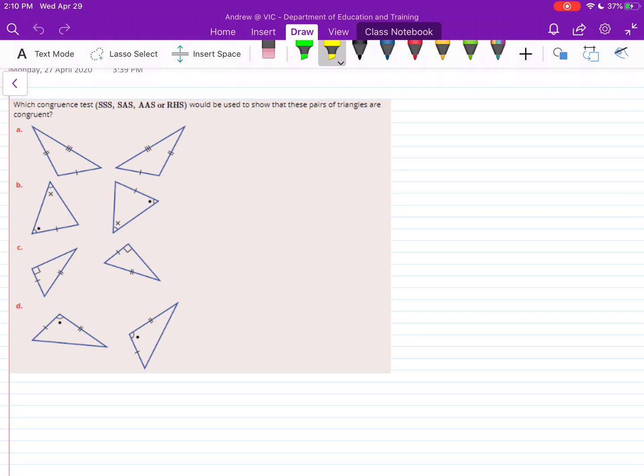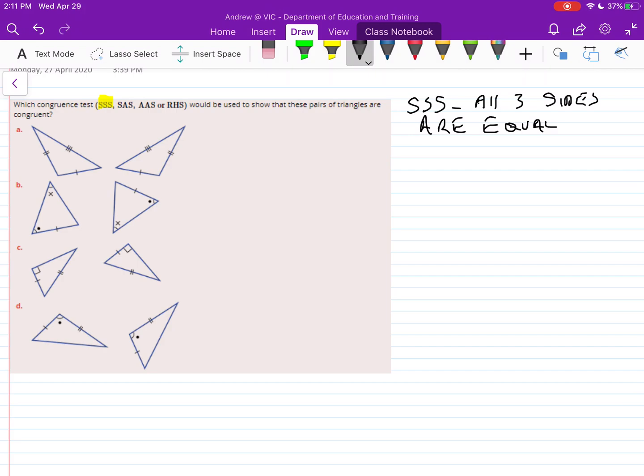So firstly, our SSS here, this is side, side, side, so this is all three sides are the same. SSS is all three sides are equal. And just remember, this is from the information that you have, okay? Because if they're congruent, then everything is going to be equal, but it's just for the information that you are given or you know, okay?